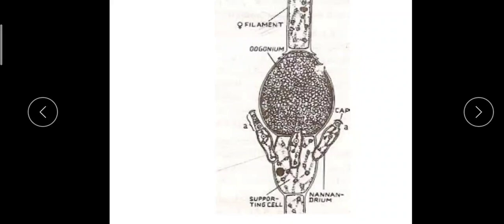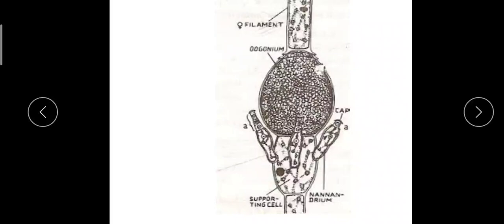And next is oogonium formation. In oogonium also a cap cell acts as a mother cell. It divides to form two cells, upper and lower cell. The cap cell will form the oogonium, and the lower basal cell will be the supporting cell. And the protoplast of the oogonium completely transforms to an egg.